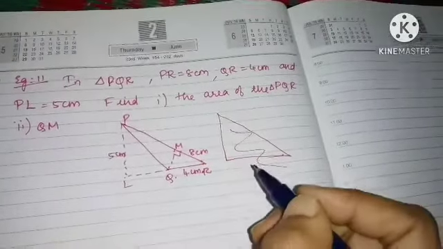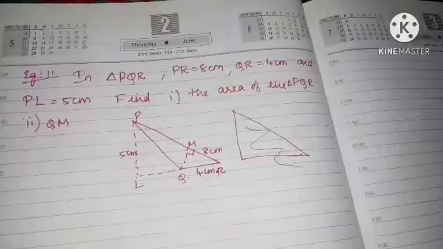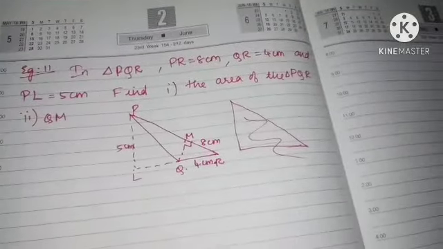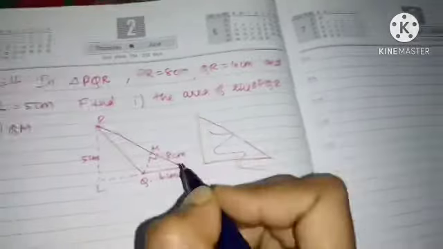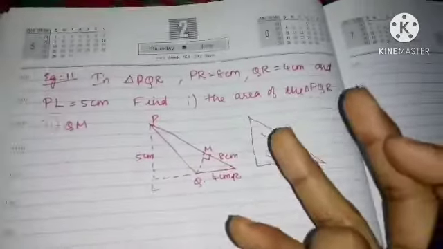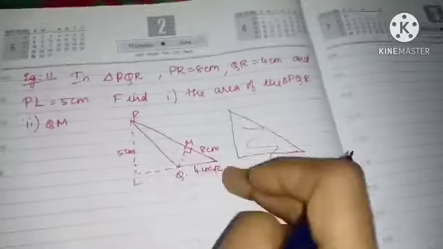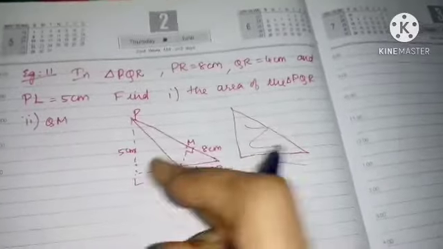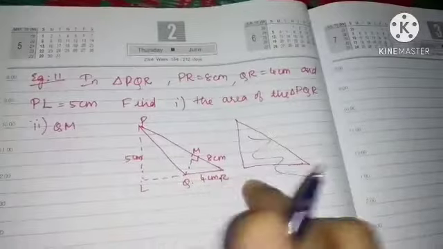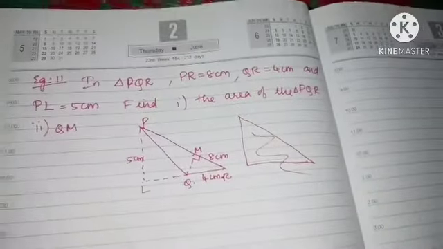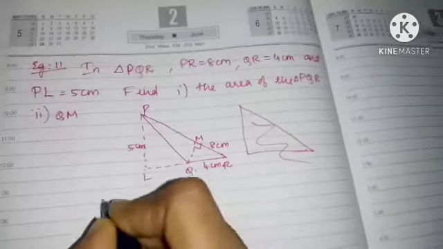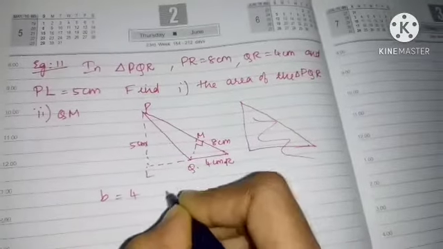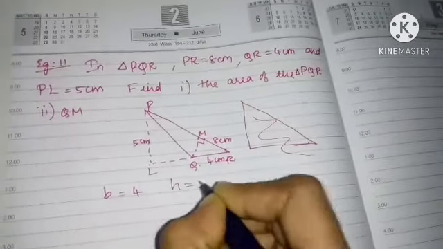Okay, we should find the area of triangle PQR. So if you want to find the area of triangle PQR, what are the things you want? You want base, height. Correct? So when it comes to the triangle, you want the base and height. Okay, so what is actually base? 4 centimeter is the base. 5 centimeter is your height. So base is equal to 4 centimeter, height is equal to 5 centimeter.